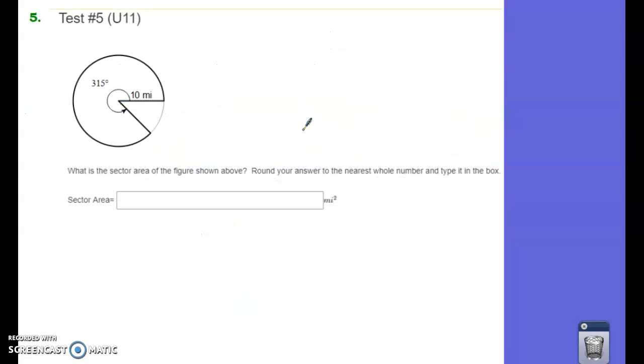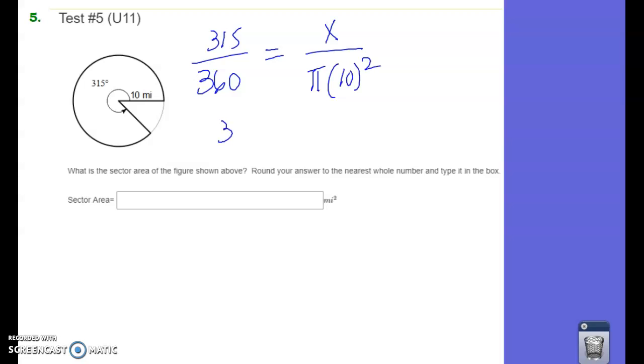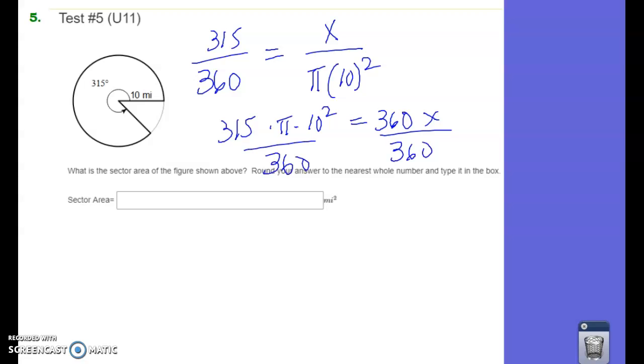Number 5, the area of the sector. Okay, that's the area of this whole space here. Well, that is 315 out of the entire circle, which is 360, equals that area out of the total area of the circle, which is pi r squared. In this case, r is 10. So then we just cross multiply. 315 times pi times 10 squared equals 360x. Divide both sides by 360.